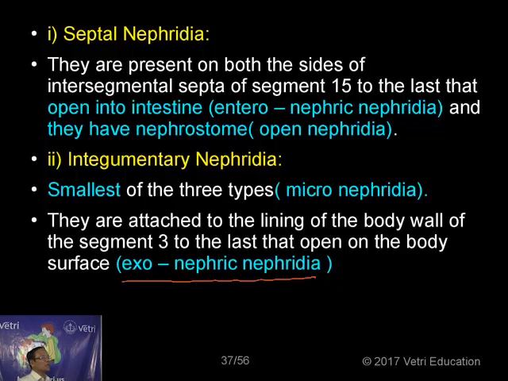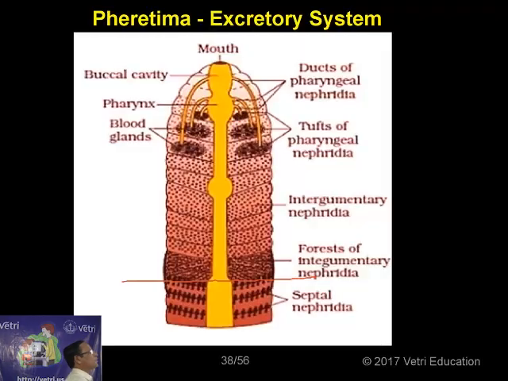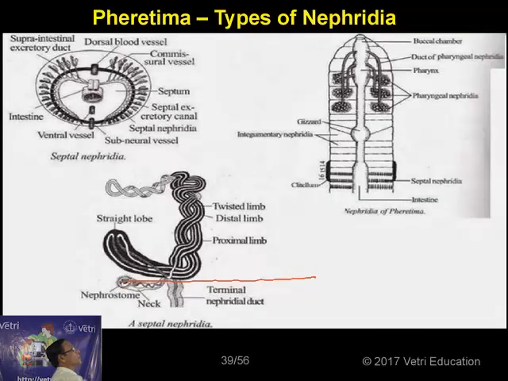The second one here, what is called exonephric nephridia, because they open outside and also there is no nephrostome, hence called closed. First one open, this one closed. If nephrostome is present, then we can say that one is the open one. If it is absent, then it's called closed one. It comes back this diagram.